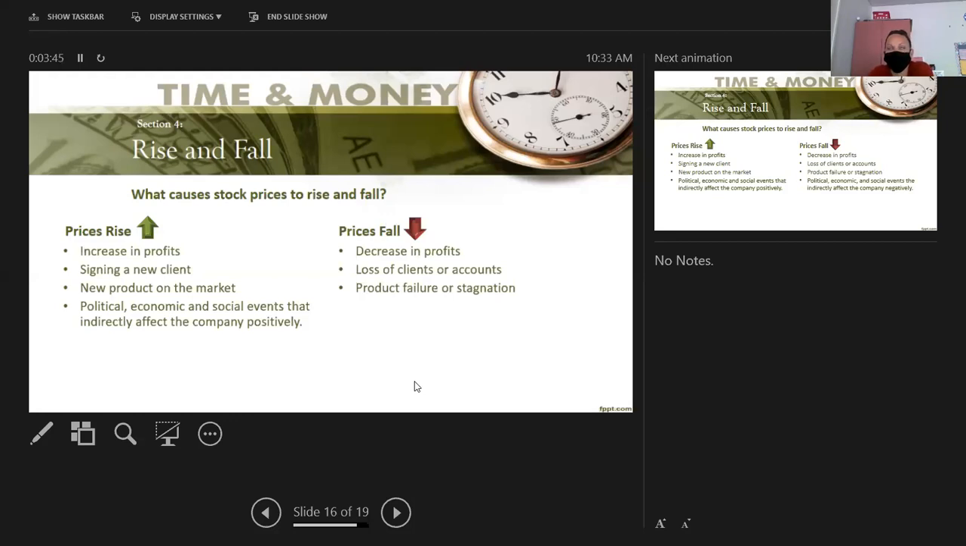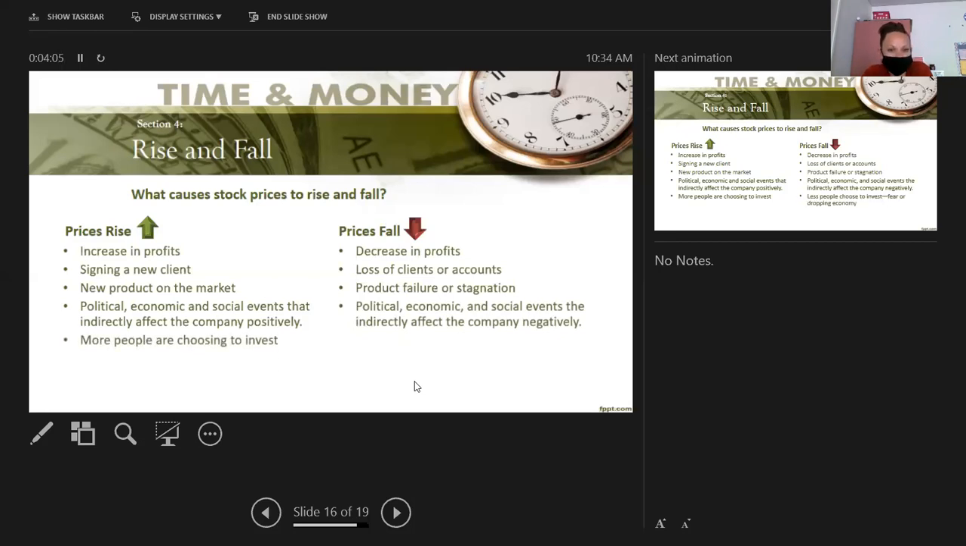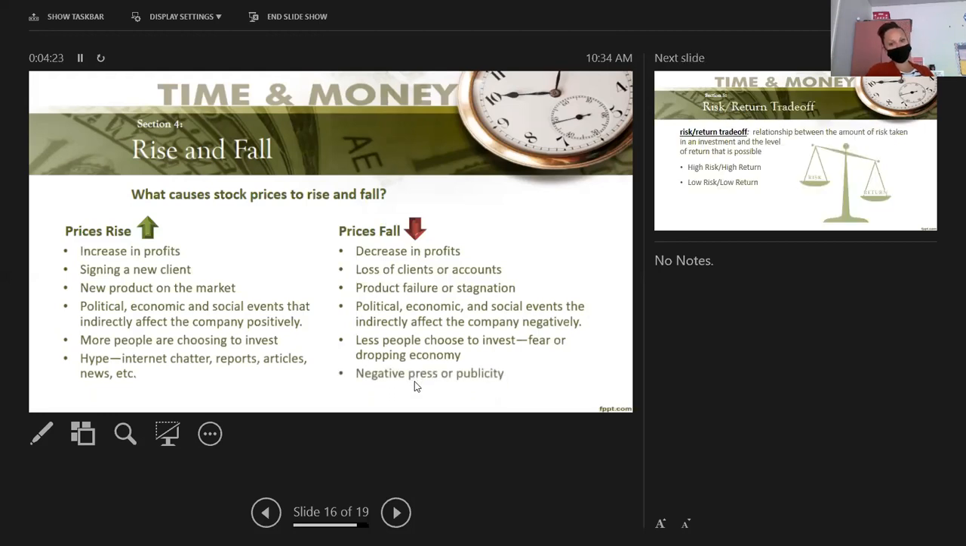So like from the example last week, if new housing is going well and more houses are being built and you have stocks in lumber, then your prices will rise. On the other side, if those events indirectly affect the company, it could be negative. If more people are choosing to invest, prices rise, or on the flip side, they fall if fewer people choose to invest for fear of the dropping economy. Hype, internet chatter, reports, articles, etc. That publicity makes the prices rise. But negative press or publicity can make the prices fall.